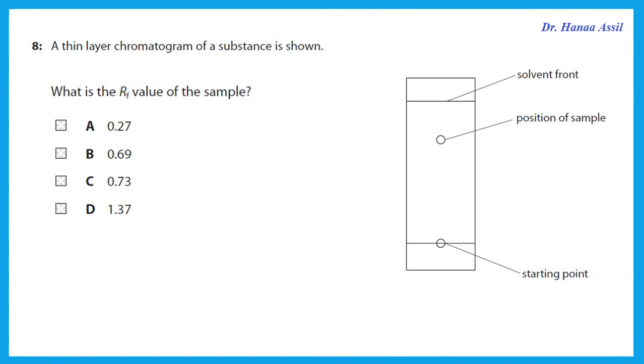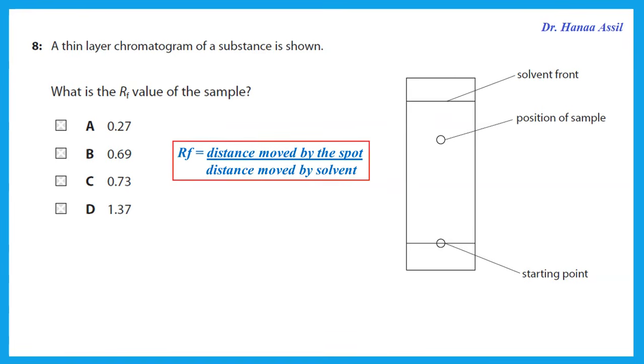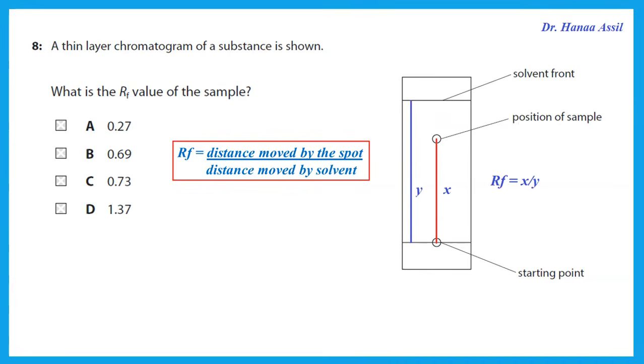A thin layer chromatogram of a substance is shown. What is the Rf value of the sample? Remember, first of all, Rf value is the distance moved by the spot over the distance moved by the solvent. So, if we were to measure it, it is the distance from, remember, the baseline, not from the bottom of the paper. From the baseline where the sample was placed to the position of the sample, divided by the distance from the baseline to the point where the solvent went, which we call the solvent front.